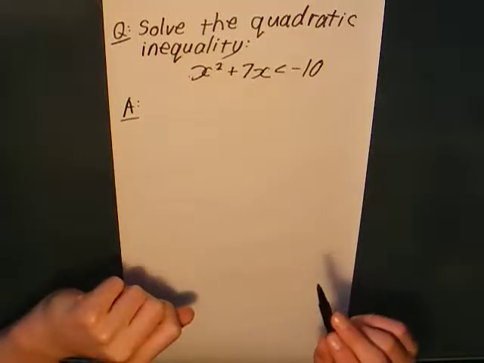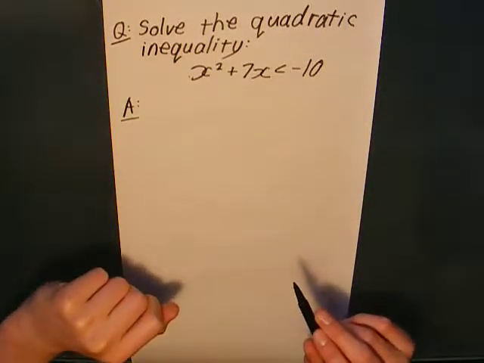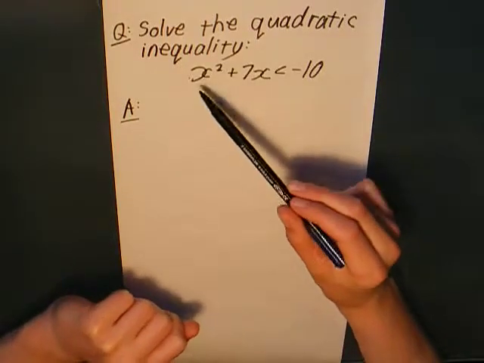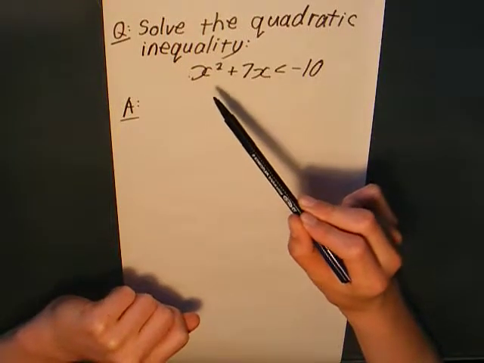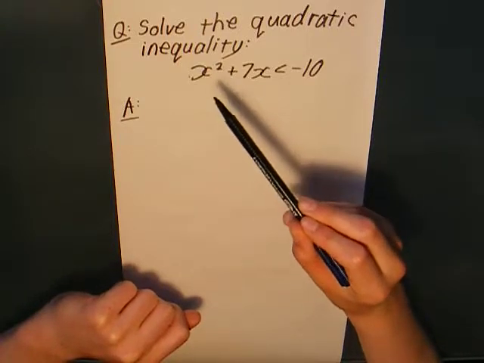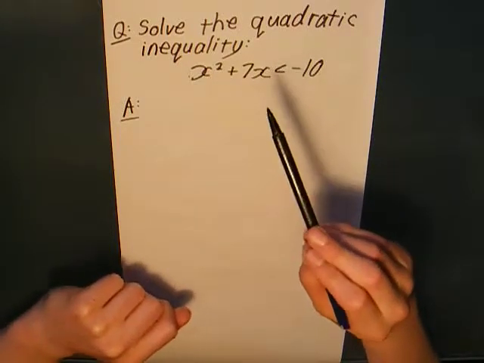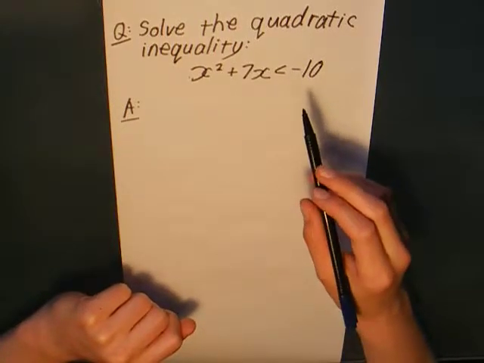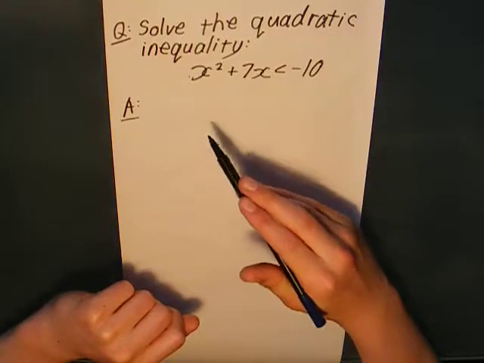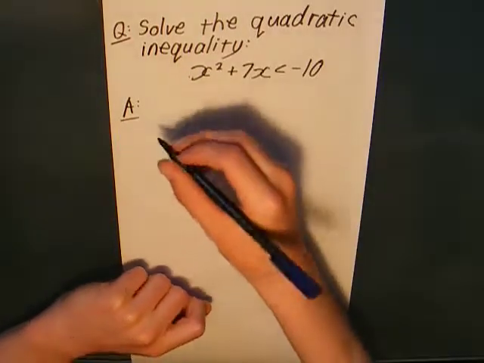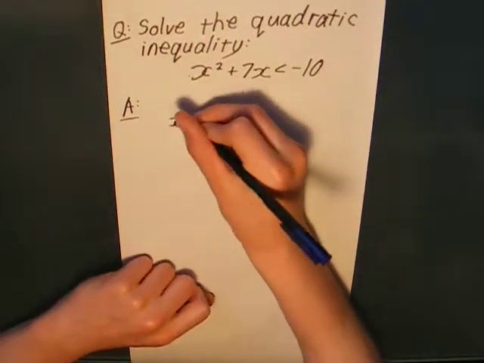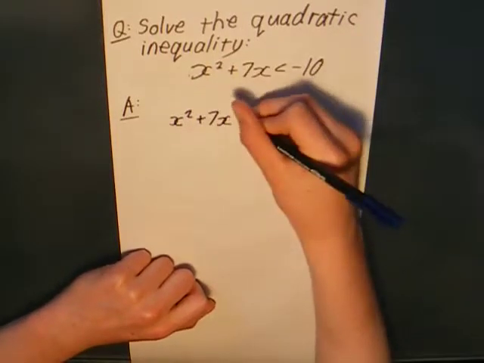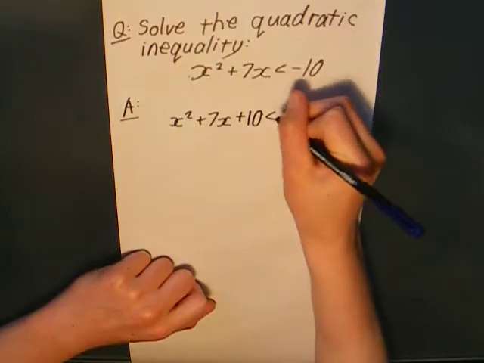Hi there, in this video I'm going to be teaching you how to solve a quadratic inequality. If you look here, this inequality is quadratic, so it's got an x squared term. The first thing I'm going to do is get all the terms onto one side. I've got x squared plus 7x, and I'm going to make that plus 10 less than 0. So x squared plus 7x plus 10 less than 0.